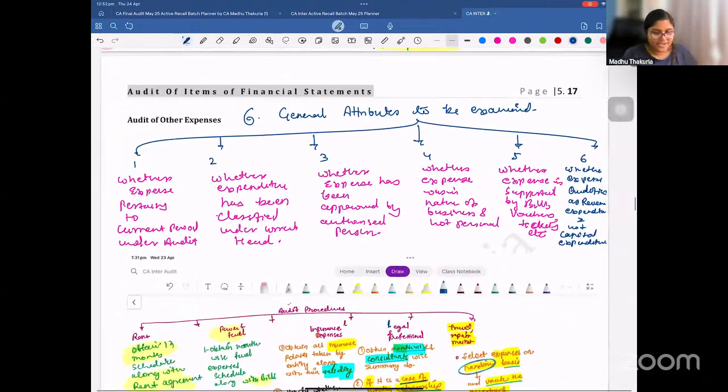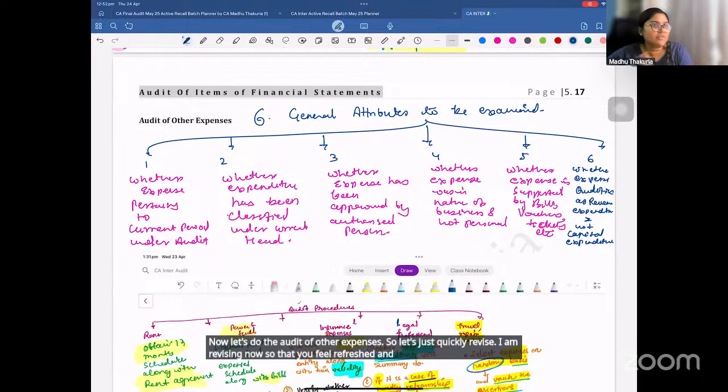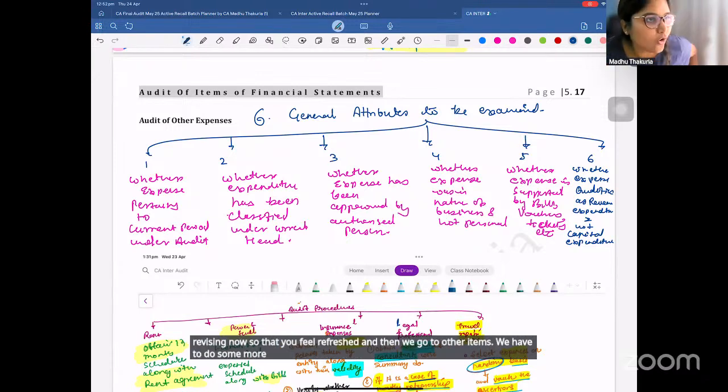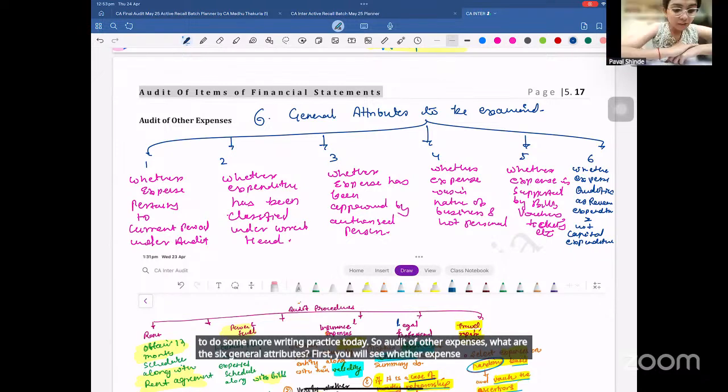Now let's do the audit of other expenses. So let's just quickly revise. I am revising now so that you feel a little refreshed, and then we go to other items. We have to do some more writing practice today. So audit of other expenses, what are the 6 general attributes? First, you will see whether the expense pertains to the current period under audit.